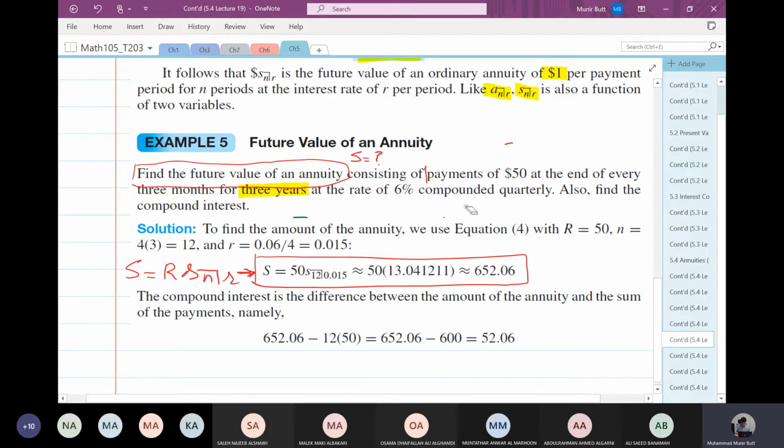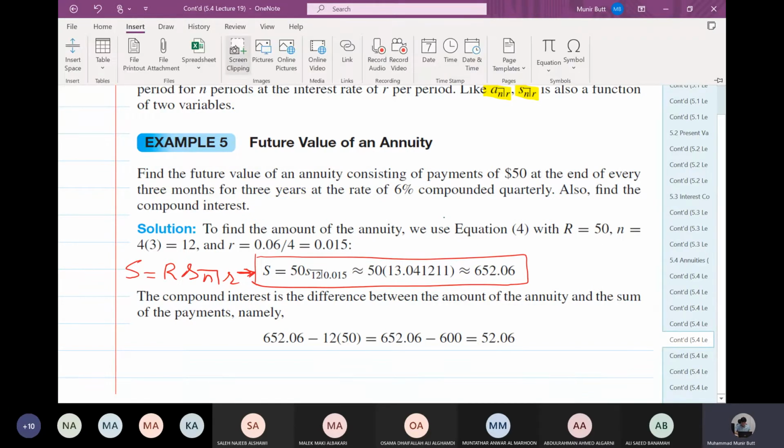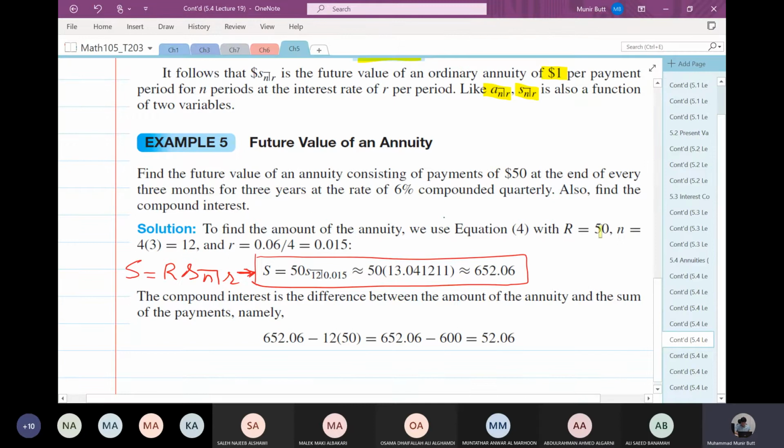So all the information that I told you is written here, so don't make a mess. So we will try to simplify. We have given capital R is 50, N is 12, and we just plug the values here. This value, when you calculate in the table, is 13 point something, multiplied by the 50, so the approximate value is 652.06. Clear? Any problem? Clear.